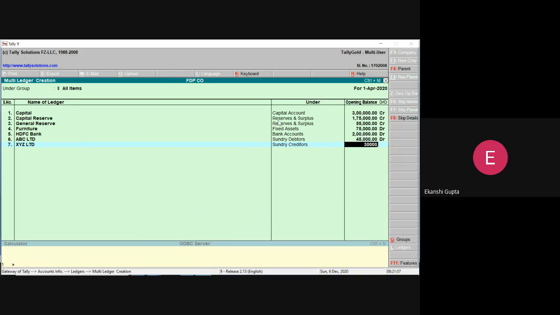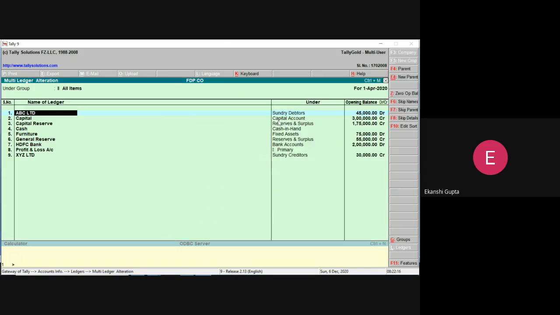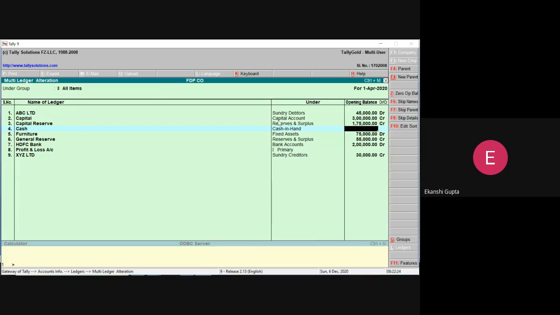And the last ledger is profit. And again, in a similar way, I do not have to create profit. So I'll just click on yes. Now I need to feed cash and profit amount as well. So I'll just go on alter all items and go on cash in hand, and my amount is 20,000.